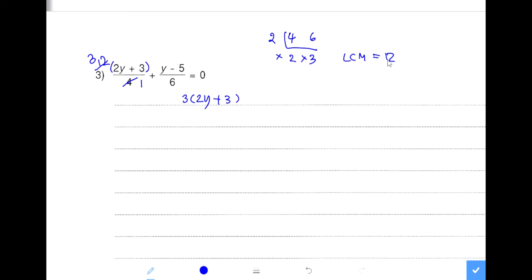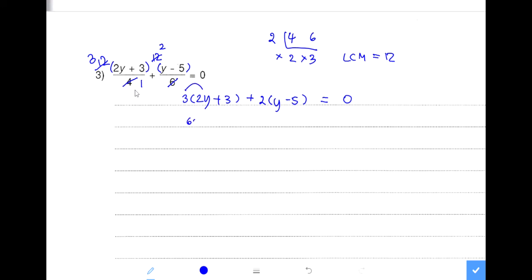Next, I'm gonna multiply this 12 to this group. 6 and 12, you can cancel, leaving just the number 2. And this number 2, you have to multiply it to this group, so you have 2 times y minus 5. And that will be equal to 0. 12 times 0 is 0. So we don't have any fractions left now. It's all integers. So you do the math now.